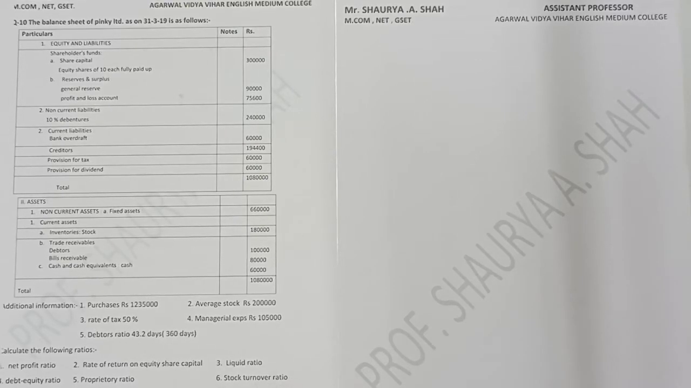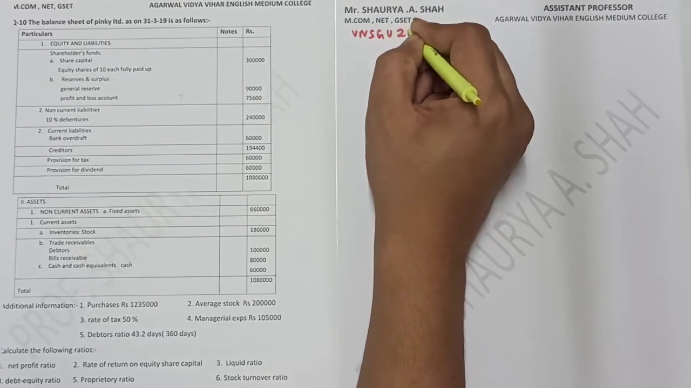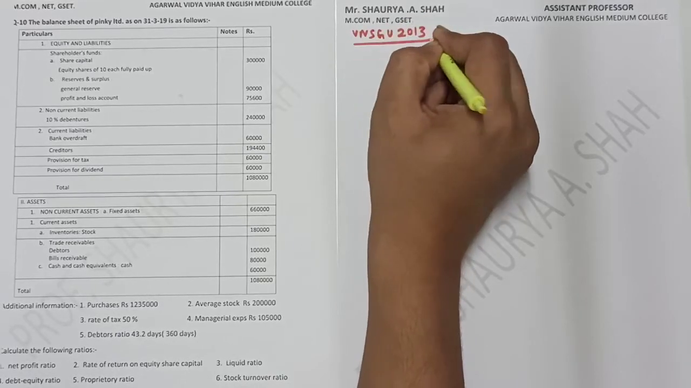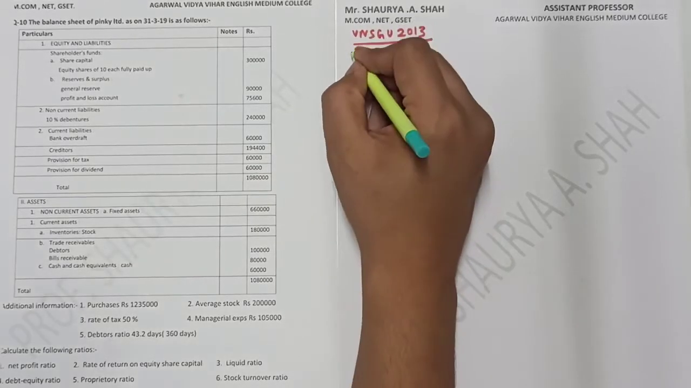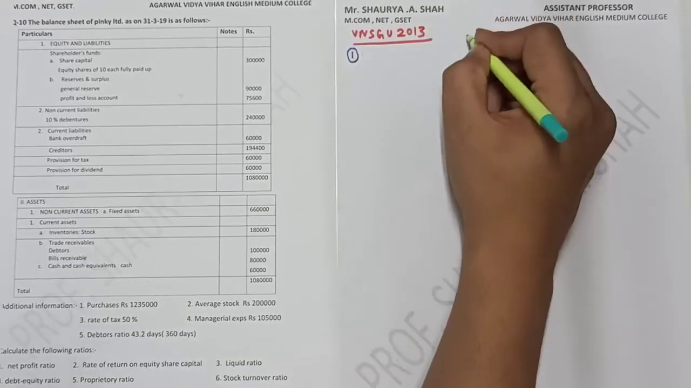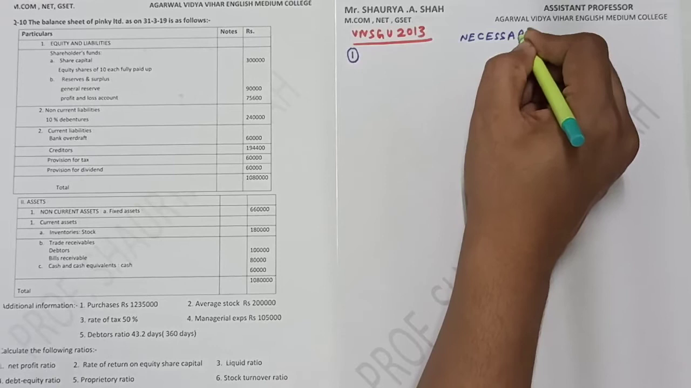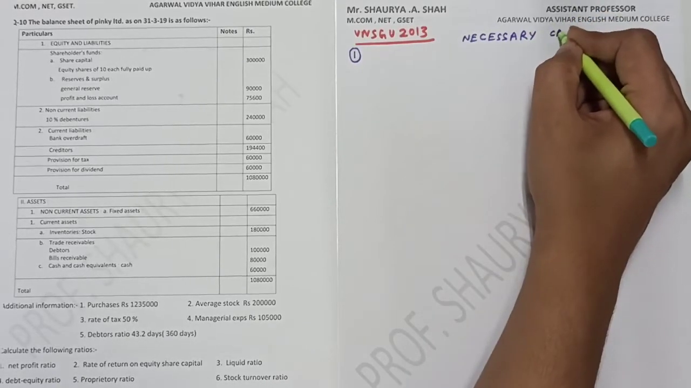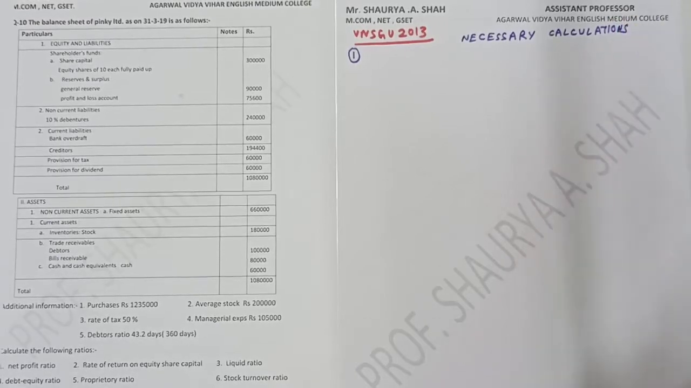I hope everyone is ready with the sum. Now starting with, this is your VNSGU 2013 sum, students. This is the sum asked in VNSGU 2013. The very first thing we'll do is find out the amount of sales. So I'll give the heading necessary calculations first, then we'll start with the actual sum. First we are finding out the missing particulars in the sum.